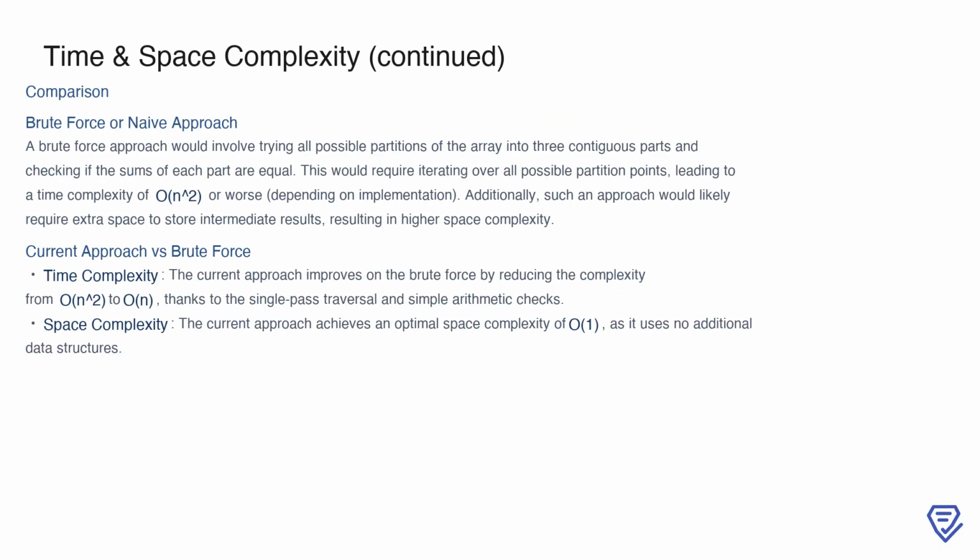Let's now compare this approach to a brute force or naive method. In the brute force approach, we would attempt to check all possible ways to partition the array into 3 contiguous parts, verifying if the sums of each partition are equal. This would involve iterating over all potential partition points, leading to a time complexity of O(n²), or worse, depending on the specific implementation. Additionally, such an approach might require extra space to store intermediate results, which would increase the space complexity. In contrast, the current approach significantly improves efficiency.